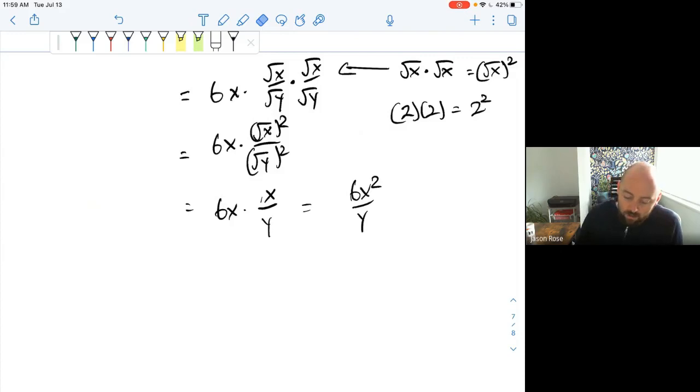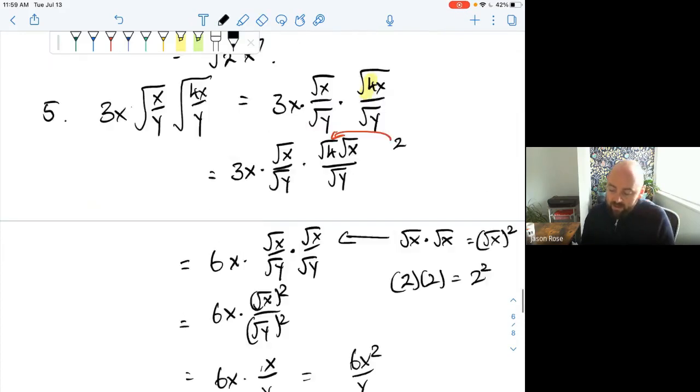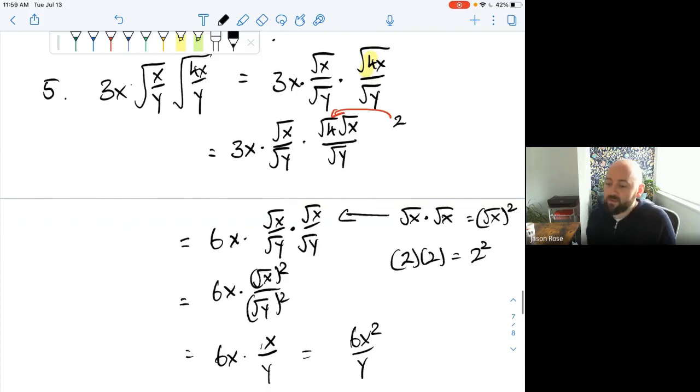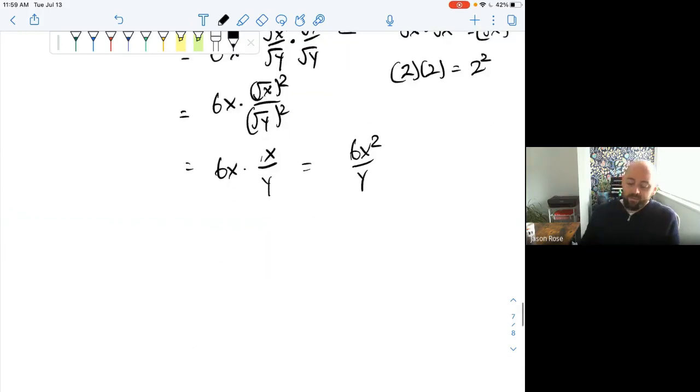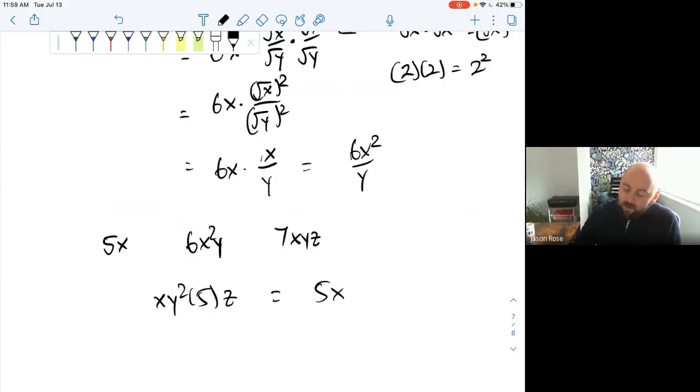So just going back then, now that you're kind of satisfied with that, the reason I multiplied it to the front is because we tend to prefer things that look like 5x or 6x squared y or 7xyz, whatever it might be. It's a habit or a convention that if I see xy squared by 5 by z, I'm inclined to make that 5xy squared z by bringing the number to the front. Because the order of multiplication doesn't matter. It actually doesn't matter at all.